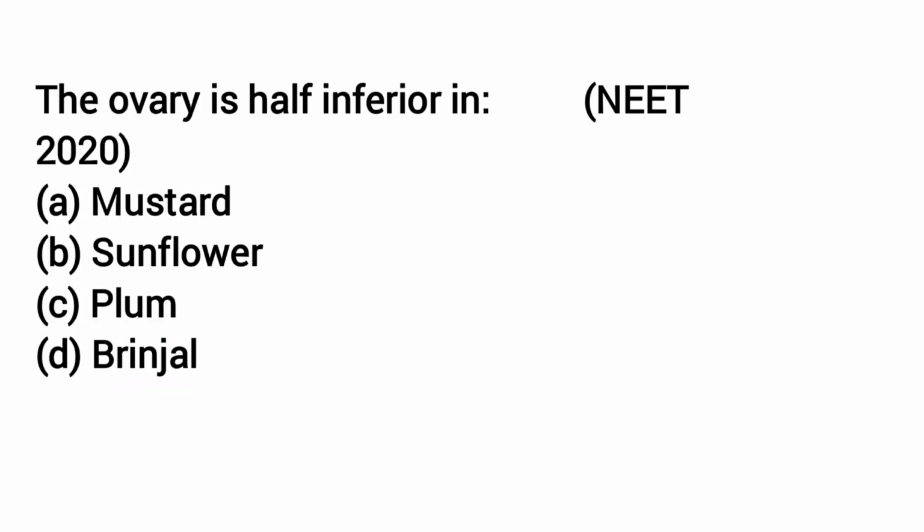Next question, the ovary is half inferior in. What do you mean by half inferior ovary? It's a condition where the ovary is embedded in, or surrounded by, the receptacle. Such flowers are known as perigynous or half epigynous. Inferior ovary means a condition where the ovary is surrounded by the receptacle. The best example for that is plum, or it is seen in plum. So option C is the correct answer for this question.